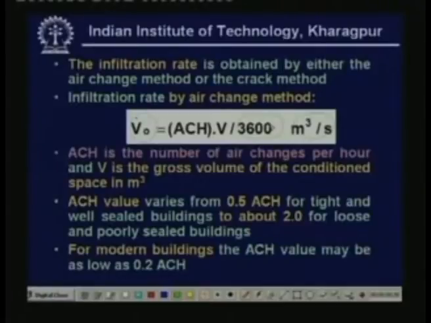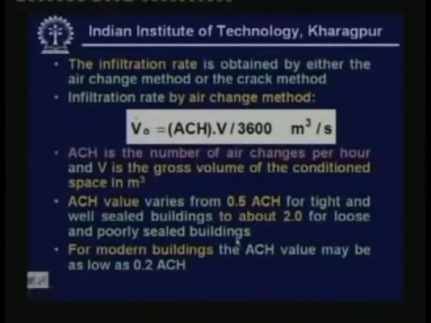Of course, how do you decide whether the building is well built and tightly sealed, or what value of ACH should be used? Generally the value of ACH depends upon the condition of the building. If the building is old and not properly sealed, that means the windows and all have a lot of air gaps, then obviously the ACH value will be higher. So you have to use some experience in choosing a proper value for ACH.